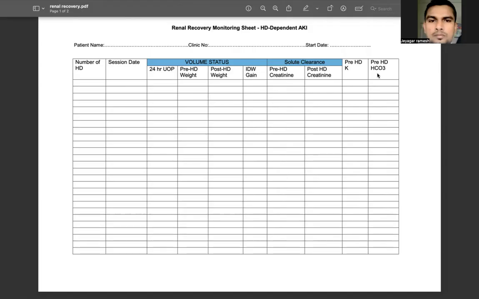And once you are confident that two consecutive serum creatinine reports are coming down without the hemodialysis, then you could be sure that the patient has recovered renal functions, and you could think about taking the dialysis access out, or the dialysis line out, and the patient could be monitored as an outpatient at the clinic level until his creatinine comes back to his baseline.